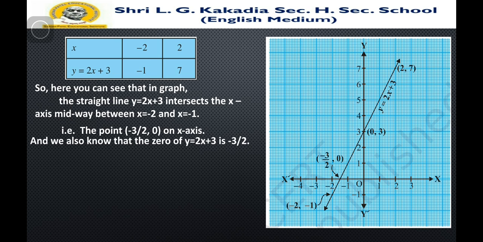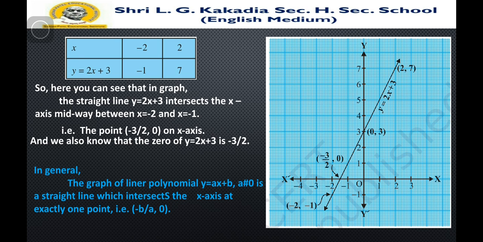And we also know that the zero of y is equal to 2x plus 3 is -3/2, as we know by the formula for finding the zero of a linear polynomial, that is minus b by a. Here you can compare y is equal to 2x plus 3 with y is equal to ax plus b, then you get a is equal to 2 and b is equal to 3. Then by the formula minus b by a you get -3/2.